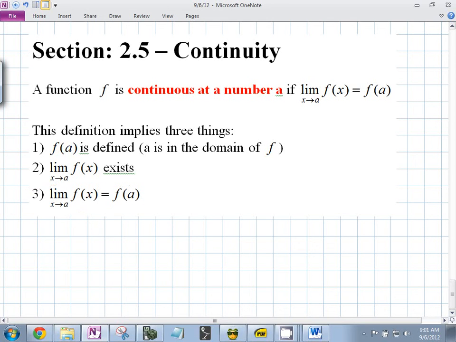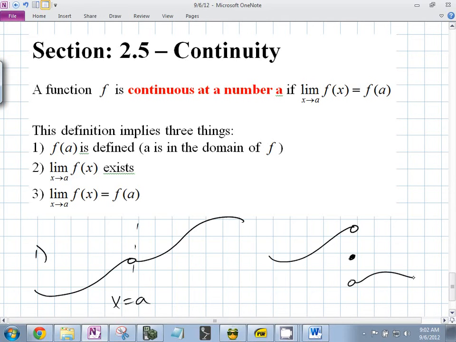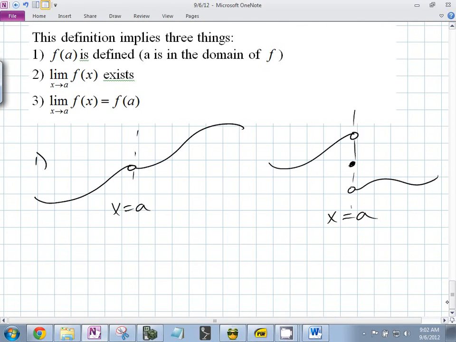So what does this look like? What cannot be continuous? Let's say there's just an open dot, and here's x equals a. Is it continuous at x equals a? No, because f of a is not defined. There's number 1. What about this? It's open here, and it's open like this. Is the function defined at x equals a? Yes, it is. It's defined right there. But is it continuous? No, because the limit does not exist, because it's different going from left to right.